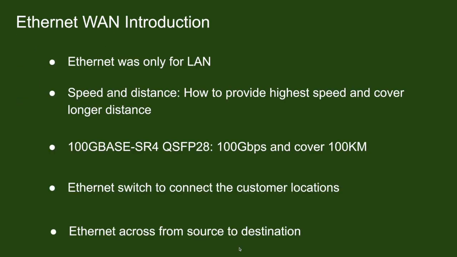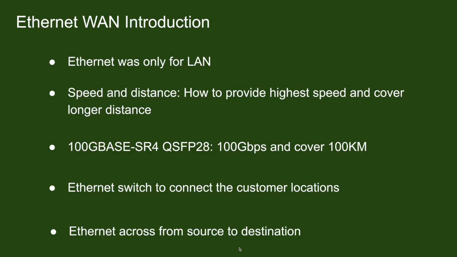To start with the introduction: as you have seen in many of my previous lectures, Ethernet was used mainly for the LAN because of the distance that it could cover. It was majorly used for LAN technologies. So the question always has been, how do we provide the speed without compromising it? How do we provide the distance that can be covered using Ethernet technology?